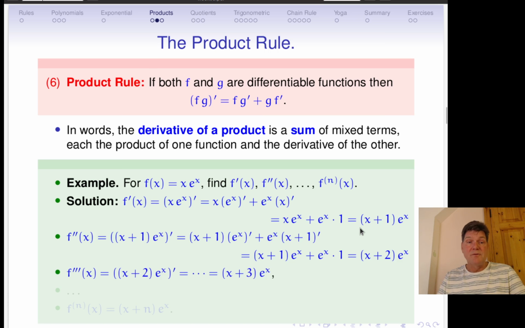Try and find the third derivative as the derivative of the second derivative. You would go through a similar calculation using the product rule again and find that the third derivative is x plus 3 times e to the x. So in each step, for each derivative there's one more added to this x plus term here, meaning that in the nth step, the nth derivative of this function is x plus n times e to the x.